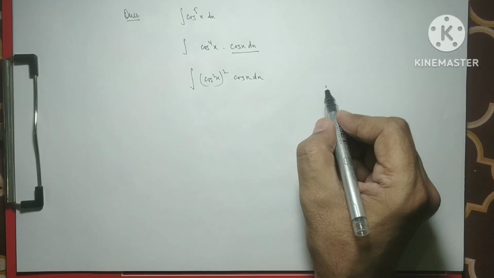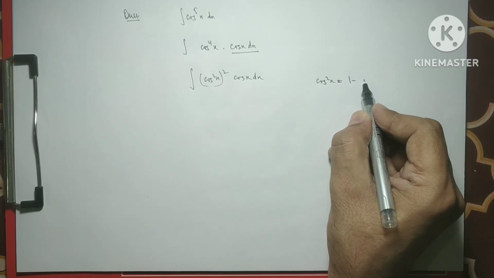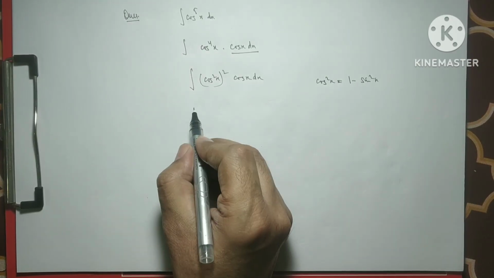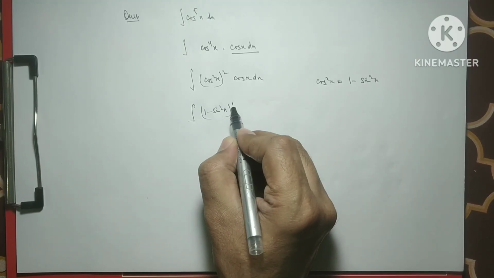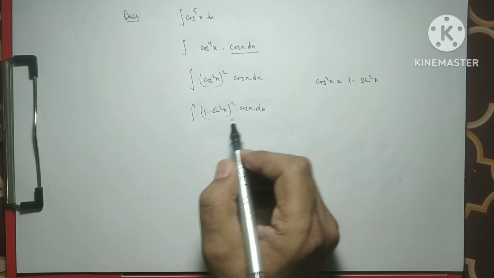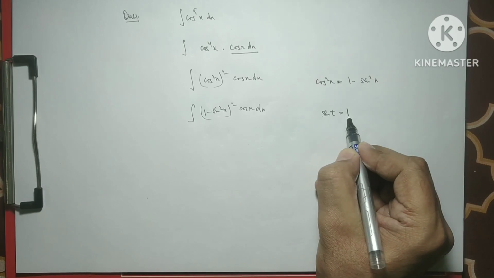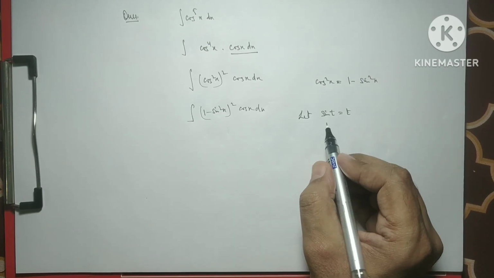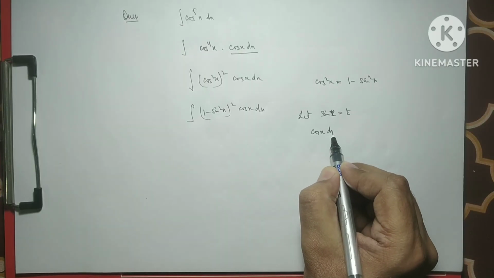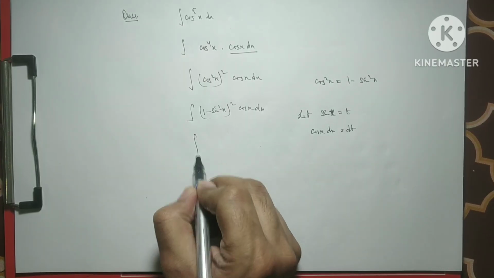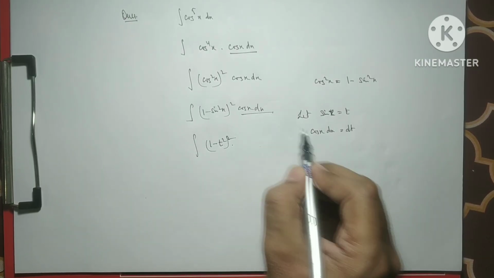Right now we can convert cos square x in terms of sin. So it is 1 minus sin square x. On substituting this value, 1 minus sin square x whole square, and this is cos x dx, and right now we will substitute sin x as t. So the differentiation of this is cos x dx is dt, and this becomes 1 minus t square whole square, and the value of cos x dx is dt.